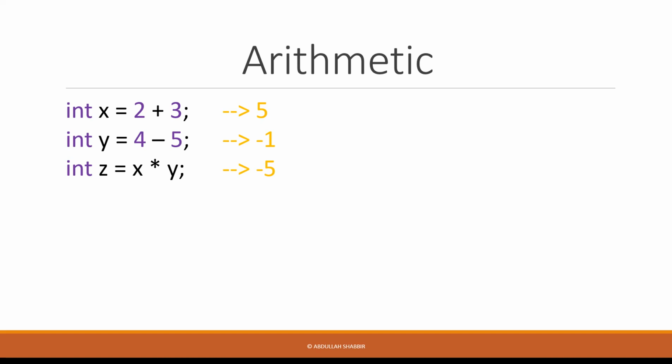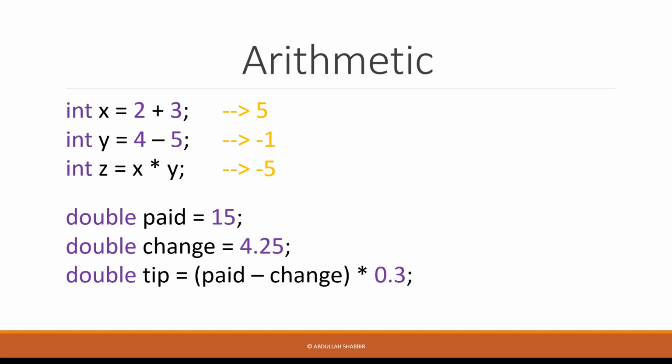We can even combine more and more arithmetic operations into one statement. For example, if I wanted to calculate the amount of tip I should leave based on the amount that I've paid and the change I got back, I could just subtract change from that amount paid and multiply that entire result by 0.3, which is 30%. Notice how I have used this set of parentheses around the subtraction before I do the multiplication. This is to force the computer to apply the subtraction before it does the multiplication over the result of that subtraction.